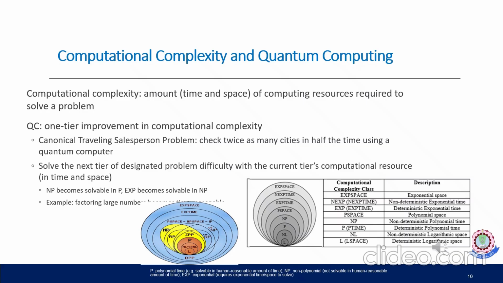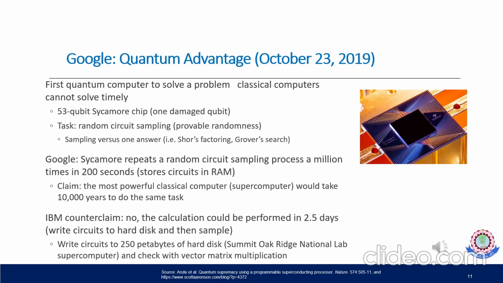Solving the next tier of problem difficulty with the current tier's computational resources reveals the exponential space, clearly stating the exponential space, non-deterministic space, deterministic space, and polynomial space for us. Next provider is Google, which reveals the quantum advantage: the first quantum computer to solve a problem classical computers can't solve in a timely way. There are 53 qubit Sycamore chips, with one damaged qubit.